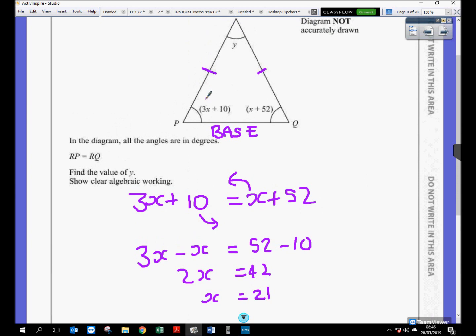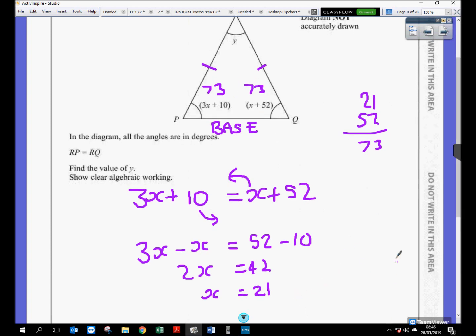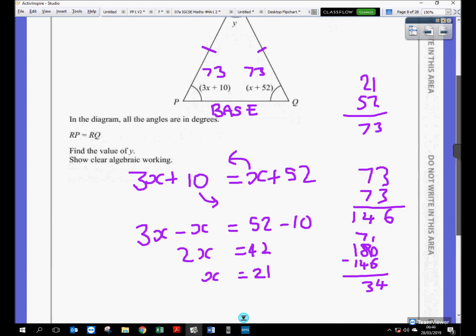So now I know x is 21. I know that I can work out the base angles. So if I work out this one, 21 add 52 gives 73. So this angle is 73. Obviously this one's the same, base angles are equal. And then I can work out y. Because angles in a triangle add up to 180 degrees. So 73 add 73 gives us 146. And then 180 minus 146 is 34. So y is 34.